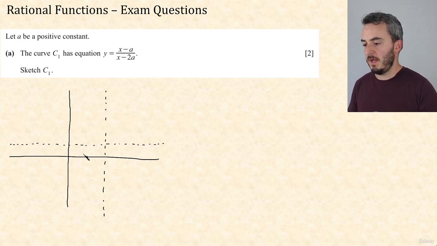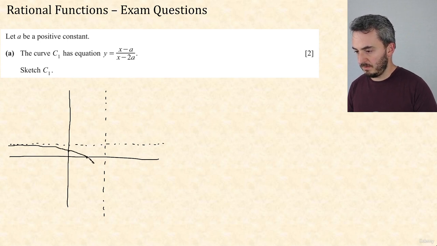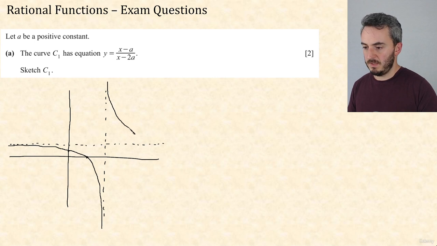Okay, so how are we getting to these places? Well, I have to be tending towards that asymptote. I have to be going down through the y-axis. Oh, when x is 0, we get minus a over 2a, which is a half. That makes sense then. So down from this asymptote, down through there, and down to minus infinity, back from positive infinity, and down to our horizontal asymptote.